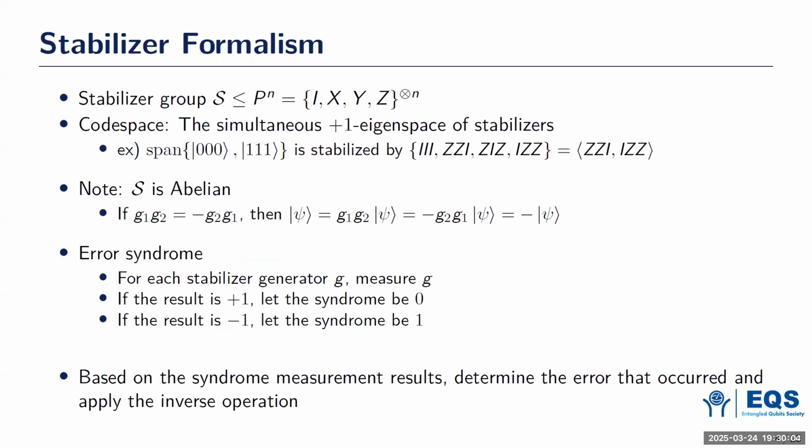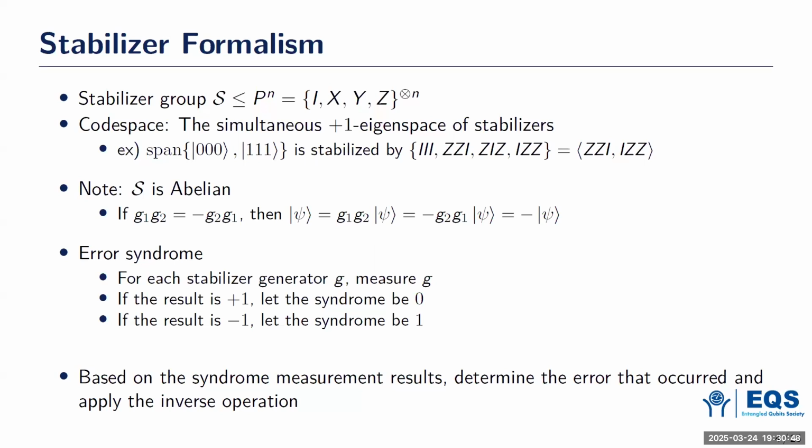Now I'll explain the stabilizer formalism. We can define a code by defining a stabilizer group, which is a subgroup of the Pauli group. The code space is the simultaneous +1 eigenspace of the stabilizers. For example, if the stabilizer group is generated by ZZI and IZZ, then the code space will be the linear combinations of the 000 state and the 111 state. You can verify this by applying these stabilizer generators to these quantum states.